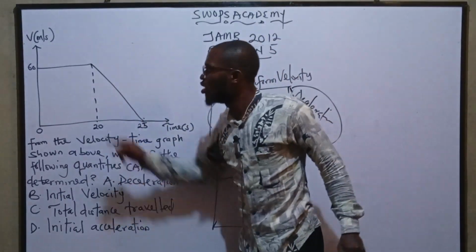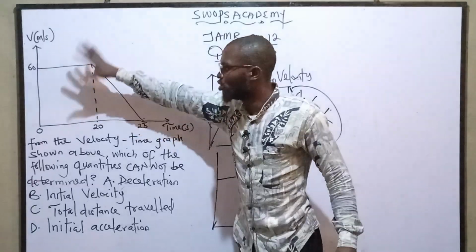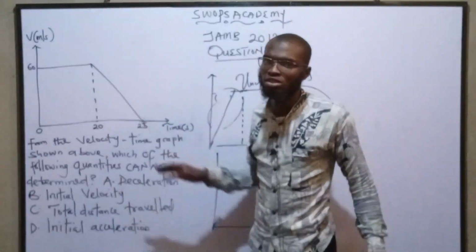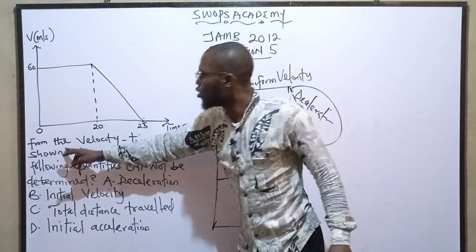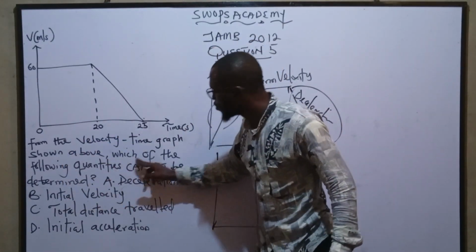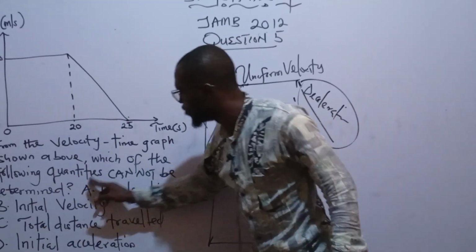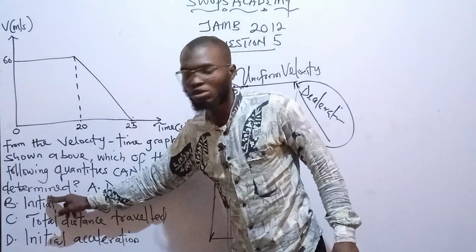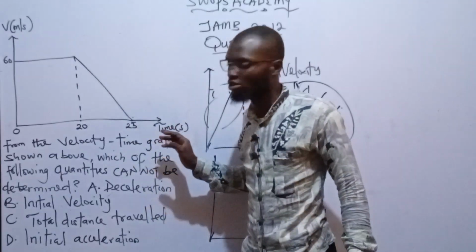So let's come to this. This is what we are given. Inshallah, in our next video, I'll be telling you how to solve all related questions regarding this VT graph. From the velocity time graph shown above, which of the following quantities cannot be determined? Which of the following quantities cannot be determined as far as this graph is concerned?